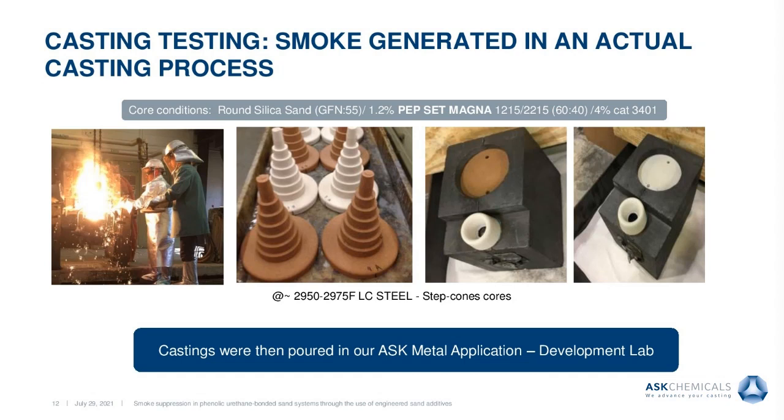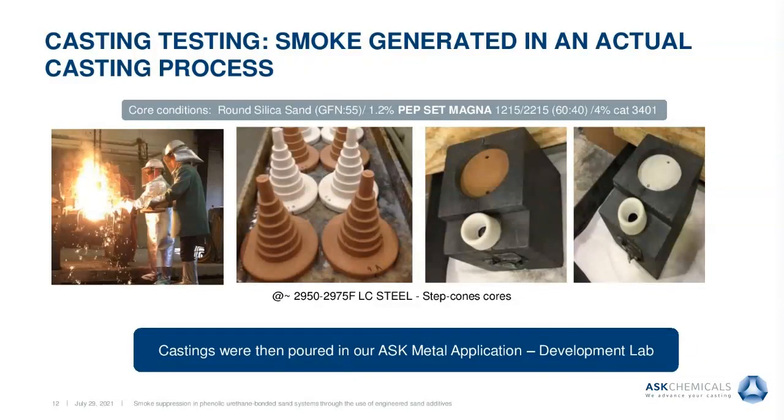So we wanted to do the real thing, right? So far I've shown you that we've done everything with little core specimens, pyrolyzed them, and looked at the smoke. At ASK, in our R&D team, we have the advantage of a pilot foundry lab. We had a 300-pound induction furnace where we can pour steel, iron, and aluminum. So we decided to make some bigger cores as step cones and then pour some steel and look at what we were going to find for the smoke reduction.